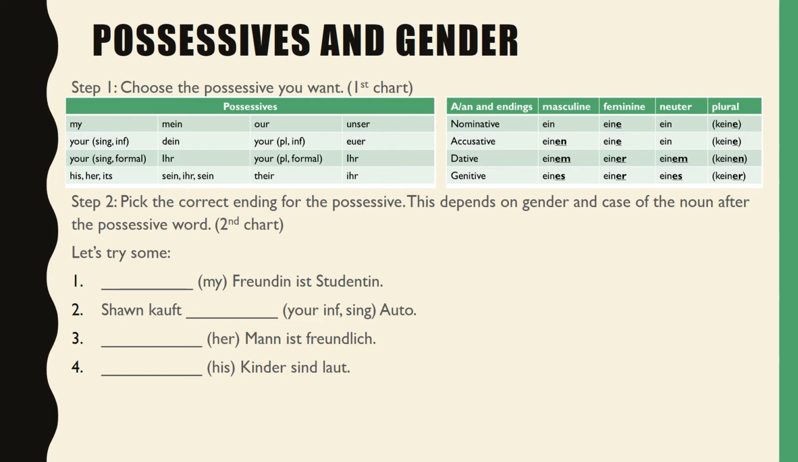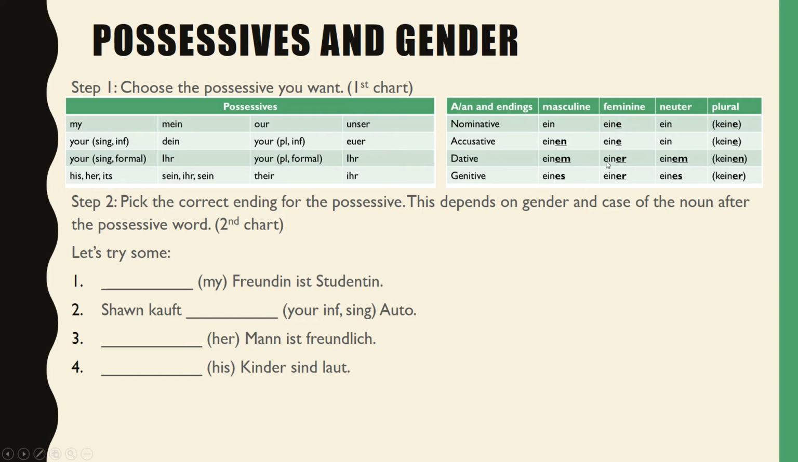We have my Freundin ist Studentin. Step 1 is to choose the possessive you want from the first chart. The word my is mine. Step 2 is to pick the correct ending for the possessive, which depends on both gender and case of the noun after the possessive word. Our possessive word is my. Our noun is Freundin. Freundin is feminine.